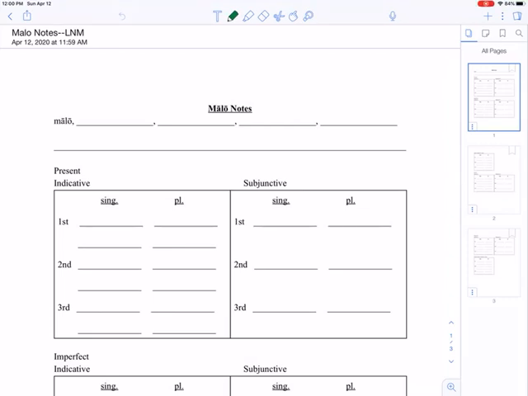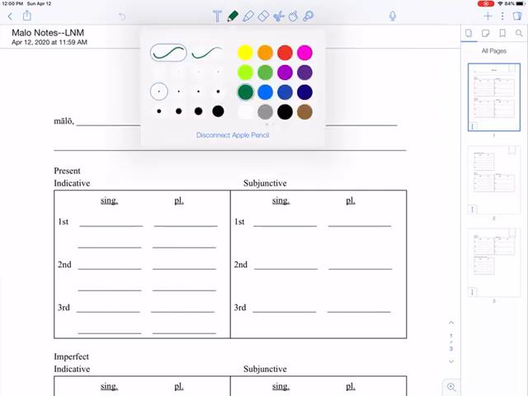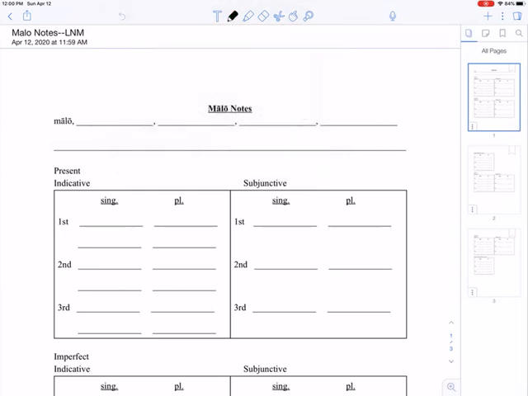Okay, we are now moving on to the last irregular verb here in chapter 7 of your book. And this one is malo. Malo means to prefer. And so malo is your first principal part.